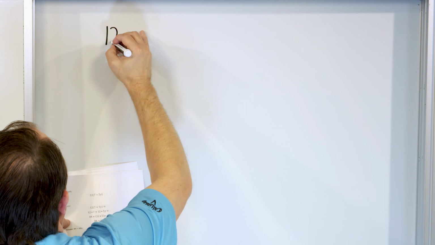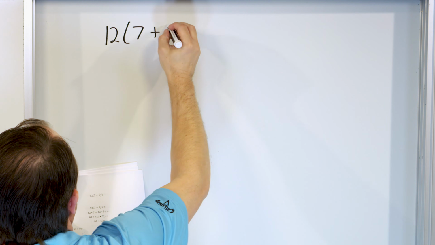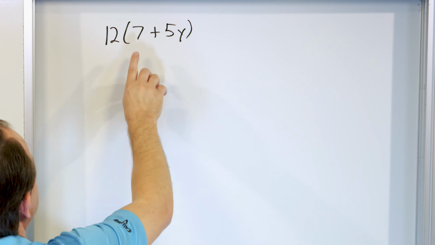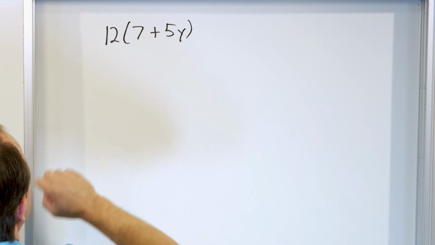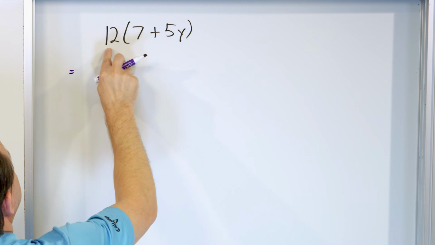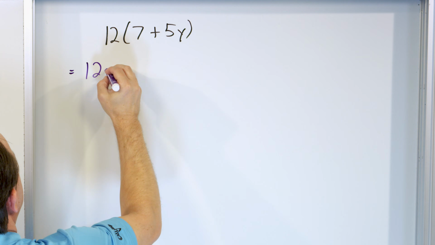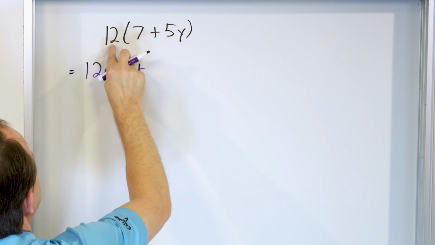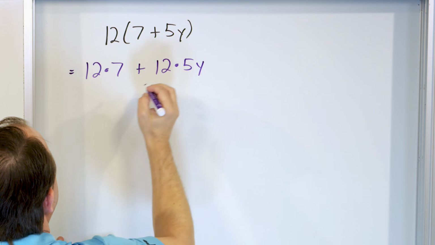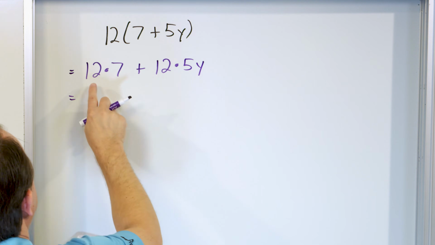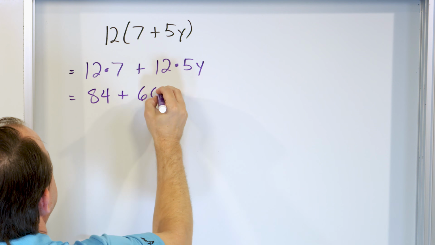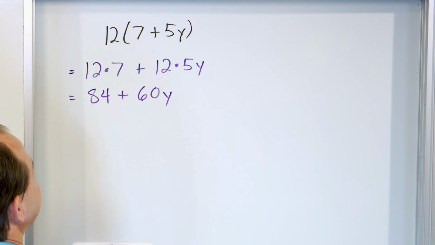Let's take a look at 12 times 7 plus 5y. Now this one actually really doesn't have any multiple ways to do it because we cannot combine anything on the inside. They're unlike terms. So let's distribute. This will be 12 times 7. The plus sign comes from here, and then the 12 times this will be 12 times 5y. So 12 times 7, what is that? 12 times 7, 84. Plus sign goes here. What is 12 times 5? 60 times y, because the y comes along for the ride.